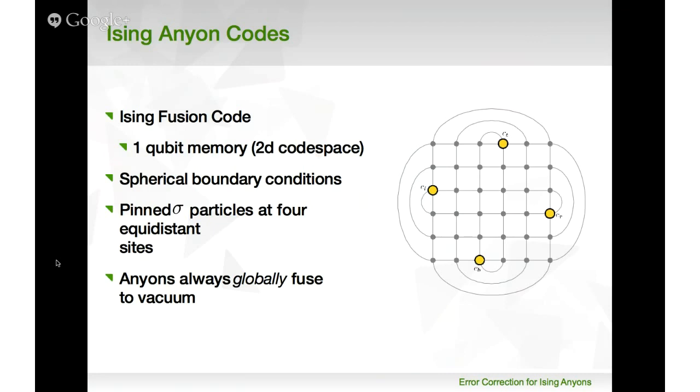Okay, so now let's define. If we're going to study error correction, we better have error correcting codes. So we have two error correcting codes. The first one is in this fusion space where we explicitly defined the action of the gates. Here we choose spherical boundary conditions, and we pin four sigma particles at opposite points on the sphere. So think of a tetrahedron inscribed in a sphere, and the initial configuration is we put four sigma particles at the points of that tetrahedron, and then we discretize the surface of that sphere. Topologically, at least, that's what's drawn over here on the right. Because of global charge conservation, these anyons globally fuse to vacuum.